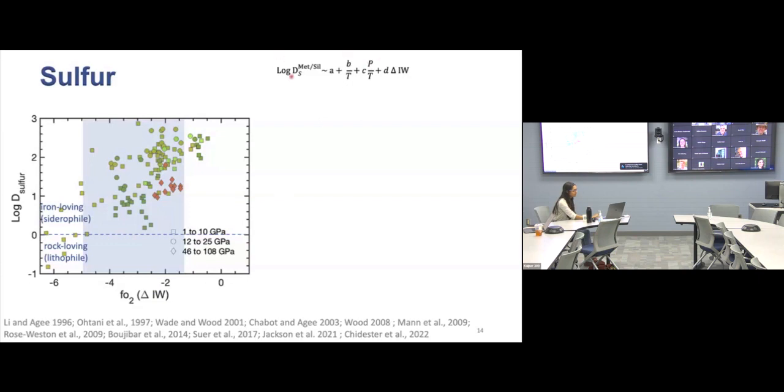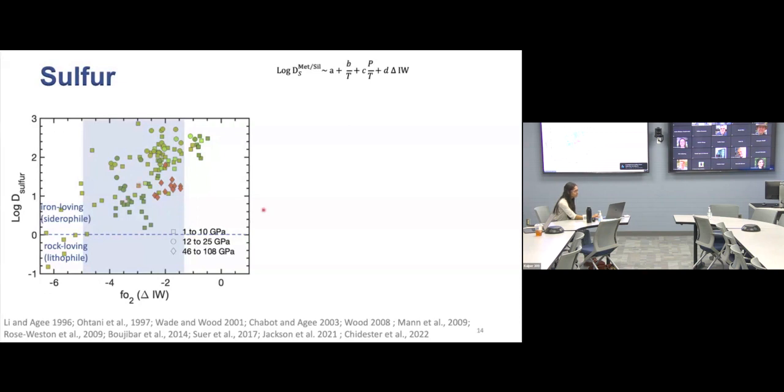I just wanted to remind you also that the partition coefficient is a convolution of many different variables and terms, which I'm showing a simplified example for here. And so it might not be evident if you plot it just as a function of one variable, and trends might not be evident. But it does appear that sulfur remains iron-loving over most of the data that was collected.